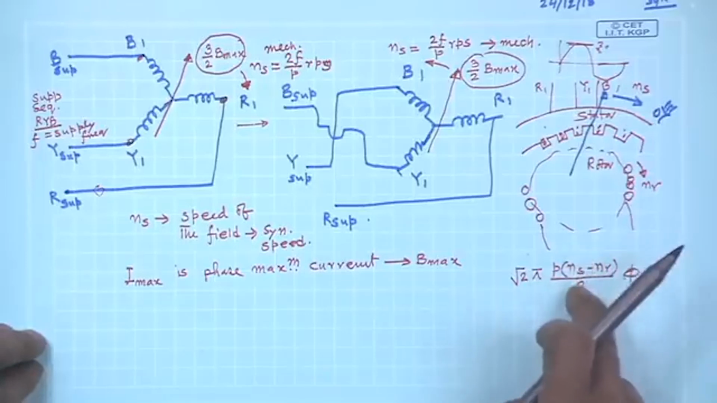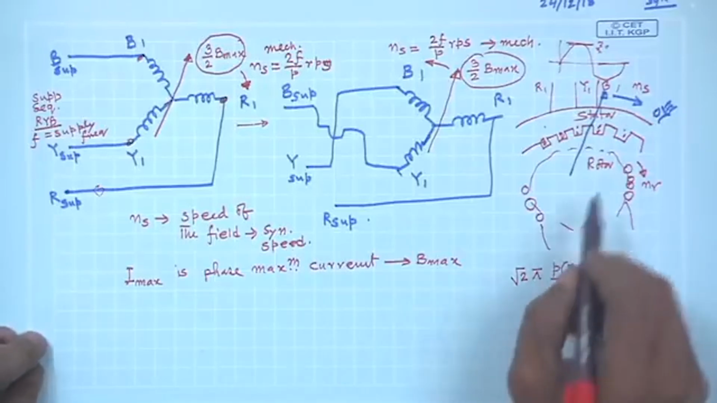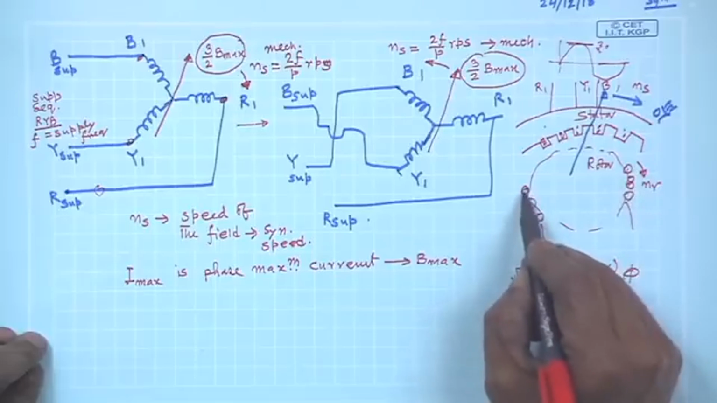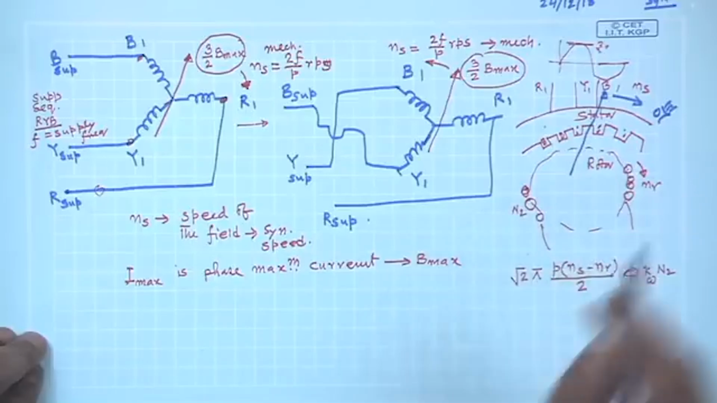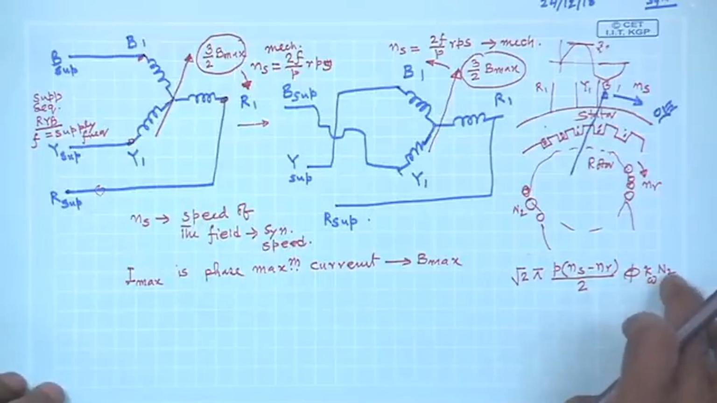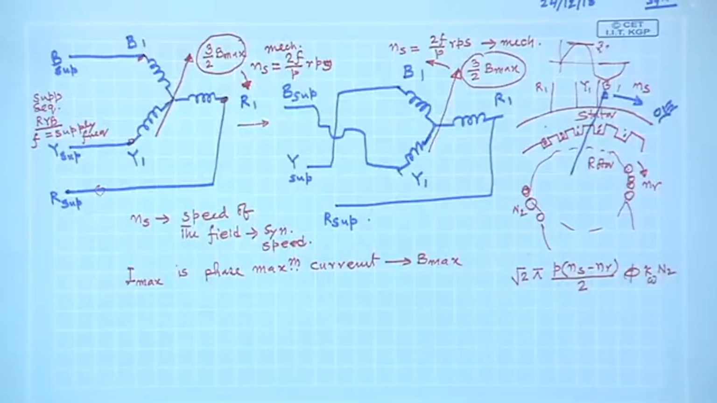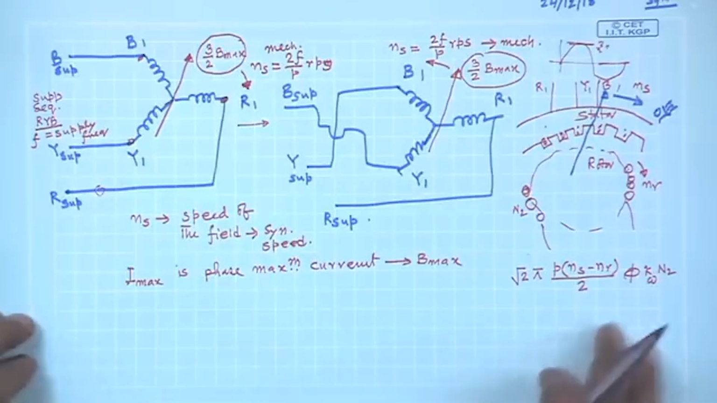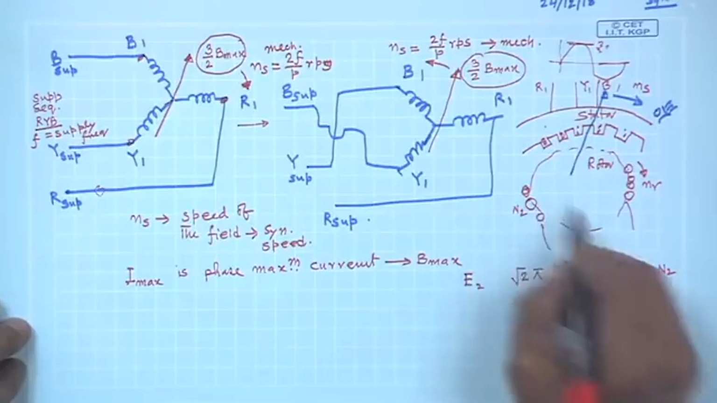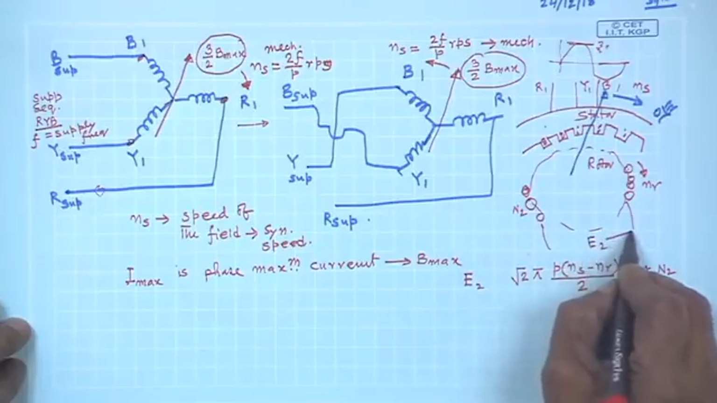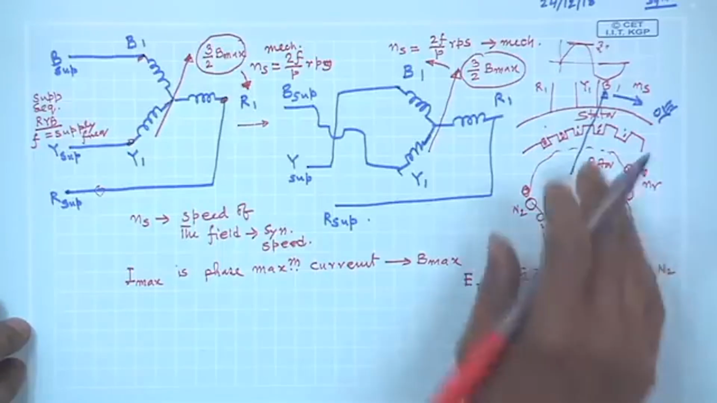This is the relative speed between these two, into the effective number of turns of these distributed coils, which will be kW into N2. Suppose N2 is the total number of turns. The physical number of turns is N2, it gets reduced by a factor of the winding factor. We know how to calculate kW, which is nothing but kd into kp. So, this will be the expression of the induced voltage across this coil, the RMS value of the voltage.